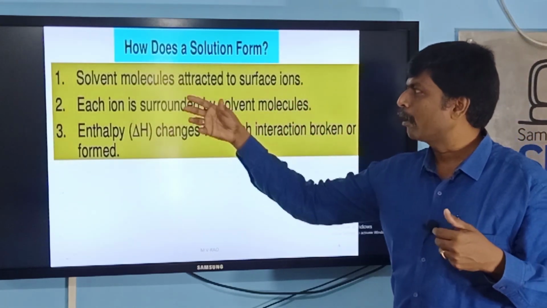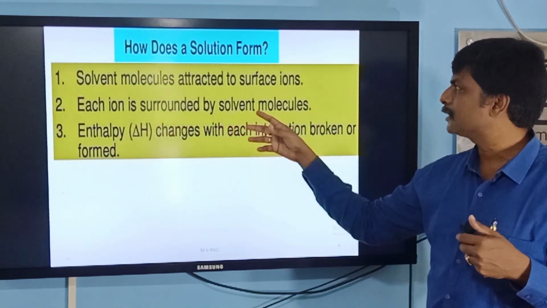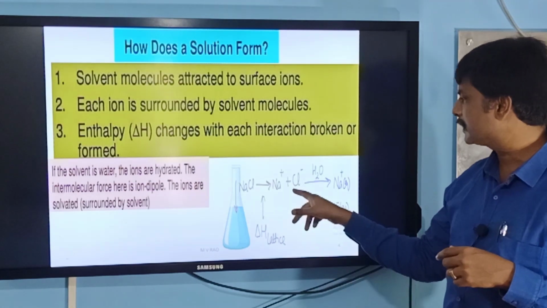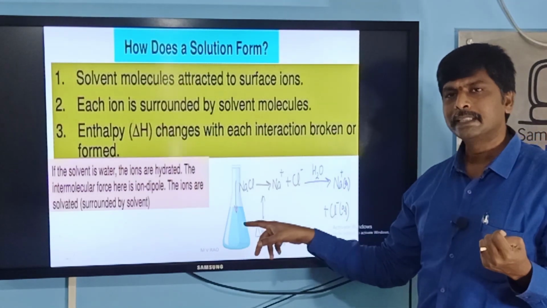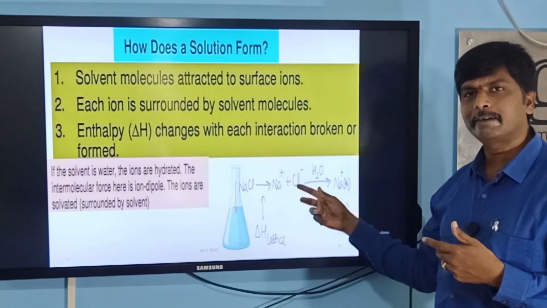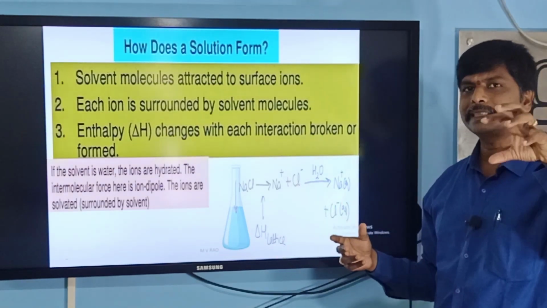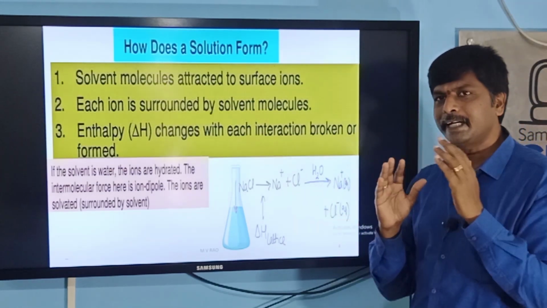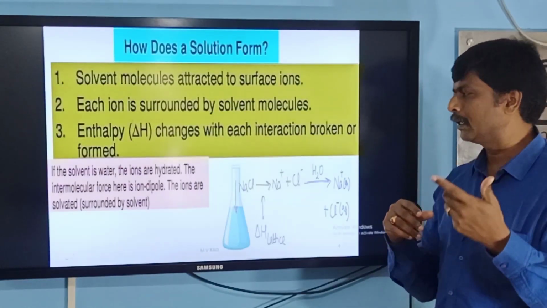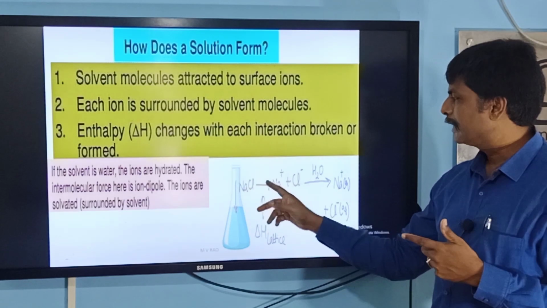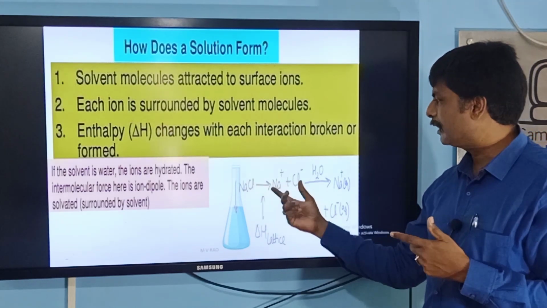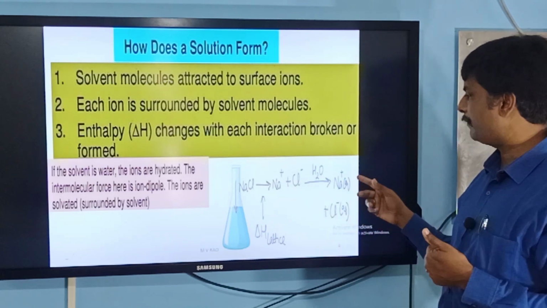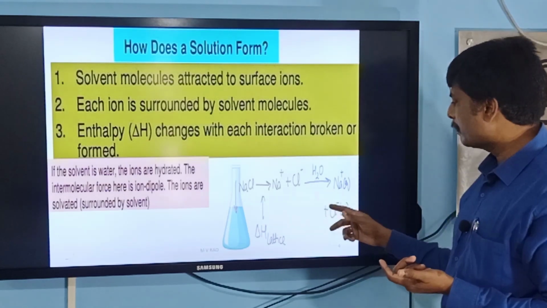That is point 1. Point 2, each ion is surrounded by solvent molecules. For example, the Na plus ion is surrounded by water molecules. Similarly, the Cl minus ion is also surrounded by water molecules. But Na plus, positive charge, is surrounded by negative ends, and Cl minus, a negative ion, is surrounded by positive ends. So Na plus Cl minus ions in the solid are attracted by water molecules, and finally Na plus becomes Na plus aqueous, and Cl minus becomes Cl minus aqueous.